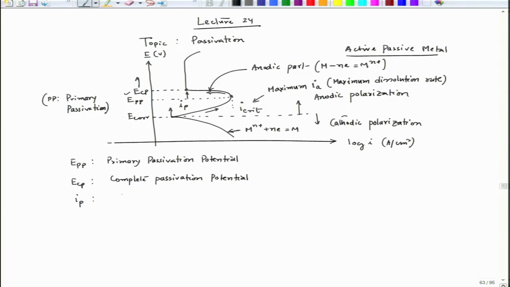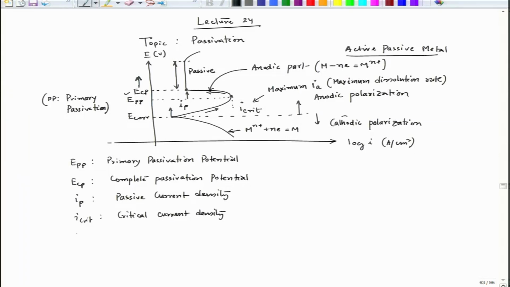So, IP is nothing but the passive current density, and of course, I critical is the critical current density. Fine. Then as the potential increases, we see that the current value, which is IP, is maintained constant in this particular segment. This segment we call the passive region.